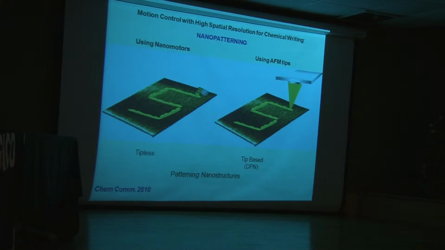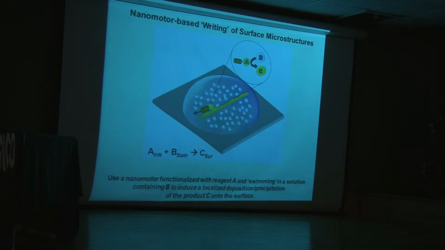We can also functionalize the motor and do localized biocatalytic reaction. Instead of what people use in AFM, dip-pen technology, now we have a tipless approach, without a tip, just moving the enzyme around to have localized reaction. You can do deposition of gold or deposition of a polymer, as you'll see. But the basic principle is a motor with one reagent, and a solution with the other reagent that causes a precipitate, for example.